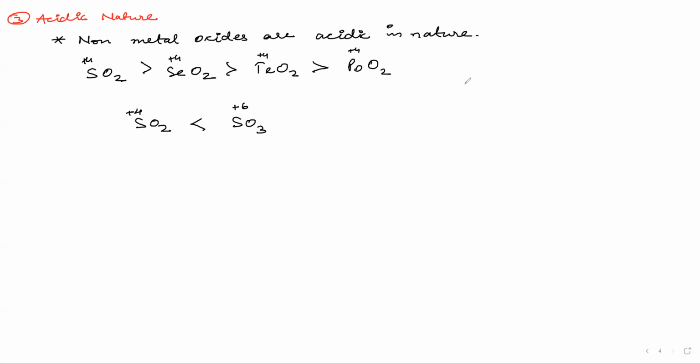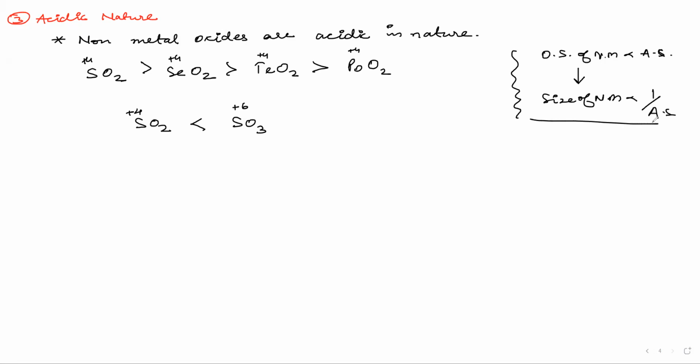I guess we have discussed the acidic strength, na? I think I have given you this. First of all, we see the oxidation state of the non-metal; it is directly proportional to the acidic strength, correct? Then if this is the same, what do we see? We look at the size of the non-metal. If we are comparing the size of the non-metal, it is inversely proportional to the acidic strength, right? In group 15? Yes, I guess. Right, acidic strength of non-metal oxides.